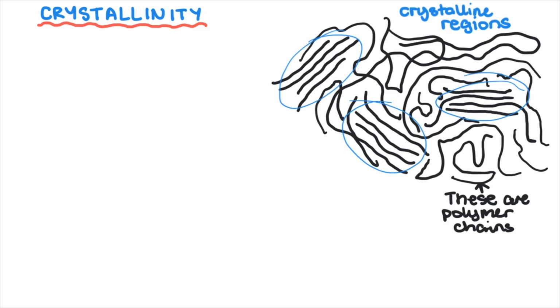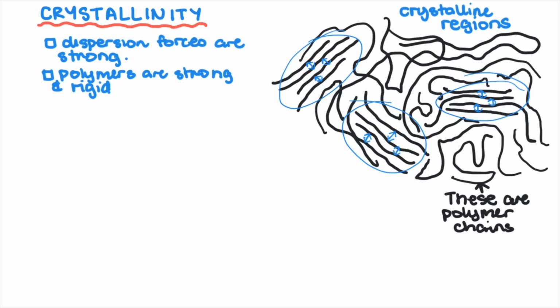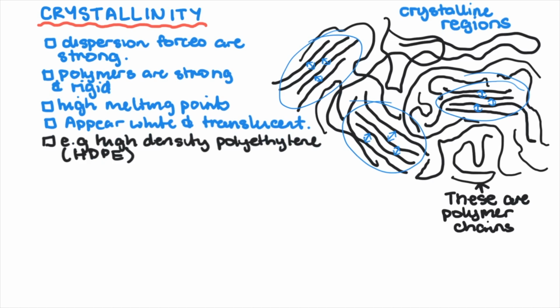Crystalline regions are when linear chains are tightly packed and uniformly arranged. The dispersion forces between these are strong, so these hold the chains tightly. This makes these polymers quite strong and rigid with high melting points, as it will take loads of energy to break those intermolecular forces. These also tend to refract and scatter light, so these types of polymers tend to appear white and translucent. High density polyethylene is an example of a linear polymer with very little side branching, and these make durable items like bowls, buckets, freezer bags, agricultural pipes, and petrol tanks because it's so tough.